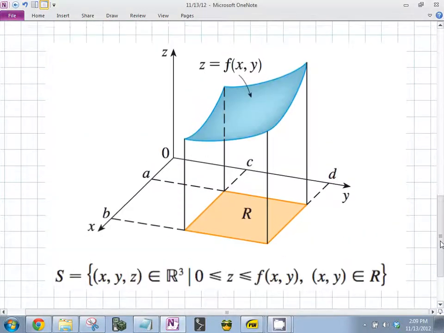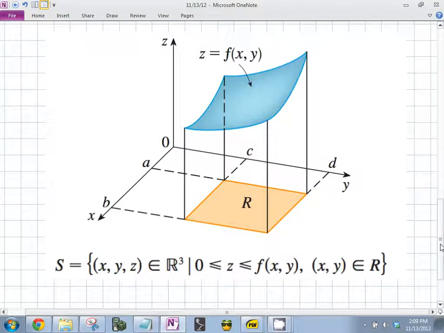Okay. So let's extend this to different places. What do I see here? I see a set of points. This set of points exists in R3. What is R3? 3 dimensions, 3 space. So S represents all of the points in 3 space such that Z exists between the floor, the xy plane, and the height. This blue thing is f of xy. Where does xy have to exist?